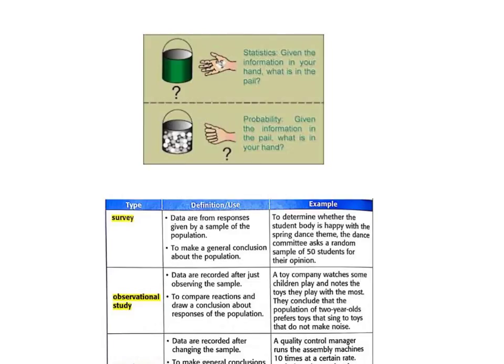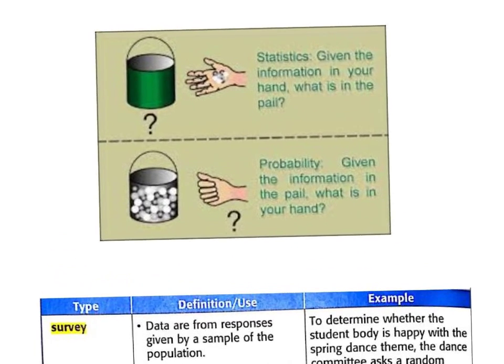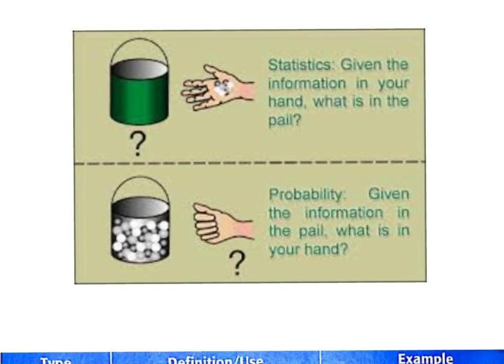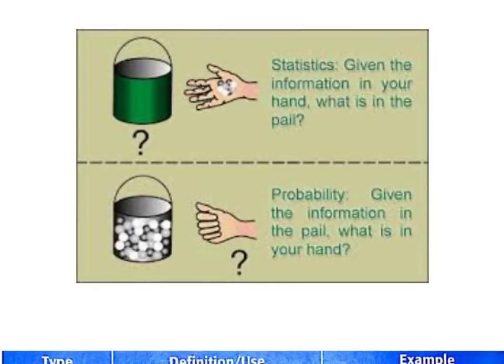Statistics and probability. Our first section is going to be on designing a survey. But to start, we're going to look at how statistics and probability work together. Now, it's important to understand that they are two different directions in terms of how to find out information.